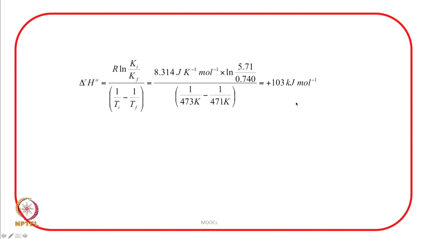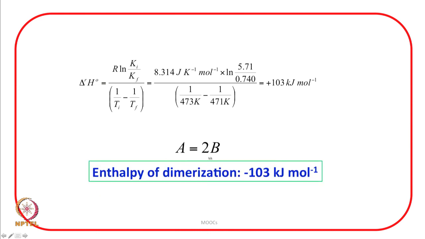But remember that this enthalpy is for the process A going to 2B. Therefore, dimerization, which is the reverse reaction, will have an enthalpy of dimerization that is the negative of this, minus 103 kilojoules per mole.